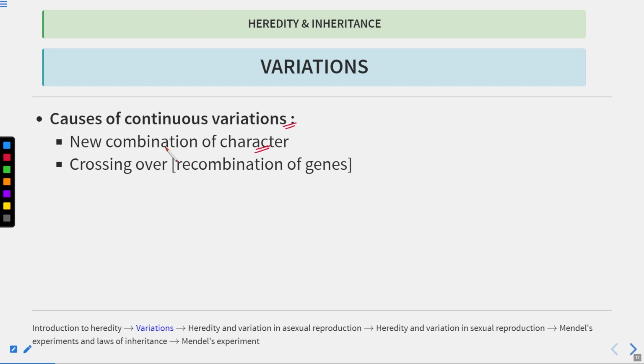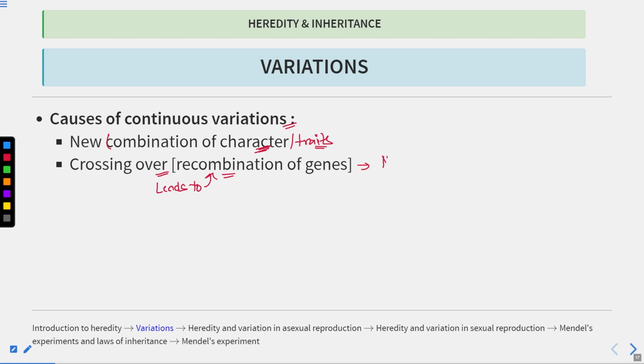Because of the combination of the traits or the characters, the traits are combined together, and the progeny will have all these combined characters. So this leads to the variation. Second one is because of crossing over. So what is crossing over? Recombination of the genes, or crossing over leads to recombination of the genes.